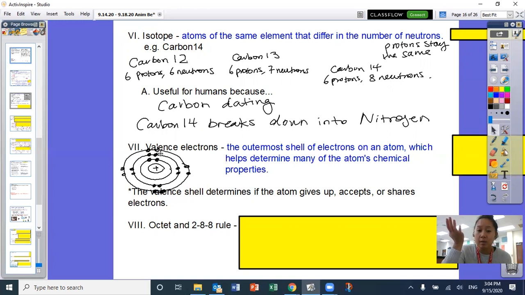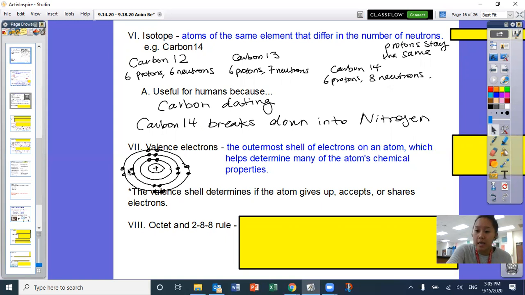Okay, 8 is always a stable number unless it's the first ring, the closest one to the nucleus. That one only wants 2. That's called the octet rule because atoms like having 8 electrons on their valence shells. Now, if, for example, this shell only had 7 and it wants 8, do you think it's more likely to give up all 7 one at a time, or is it easier for it to just steal 1 from another element? Right, it's going to be easier for it to steal 1 instead of trying to break all the 7 away to reveal the 8 underneath for a level of stability.